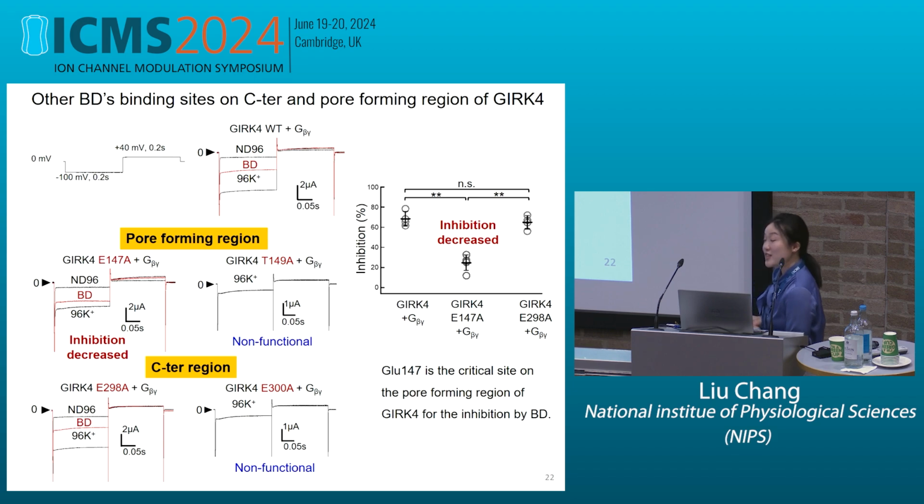So here is the detail of the results. After mutation, 2 of them lose the function and the other 2 maintain the function. The important thing is that in the pore forming region, this mutant, E147, after mutation, loses the strong inhibition, and the other one still has no significant difference from wild type, suggesting that this glutamic acid 147 is a critical site on the pore forming region of GIRK4 for BD's inhibition.